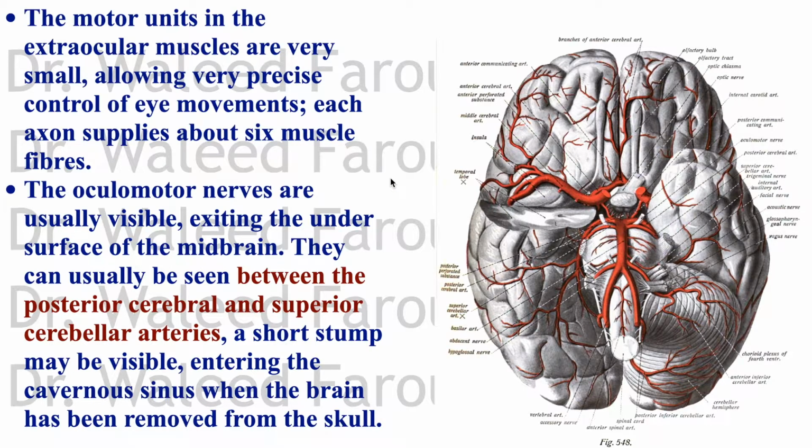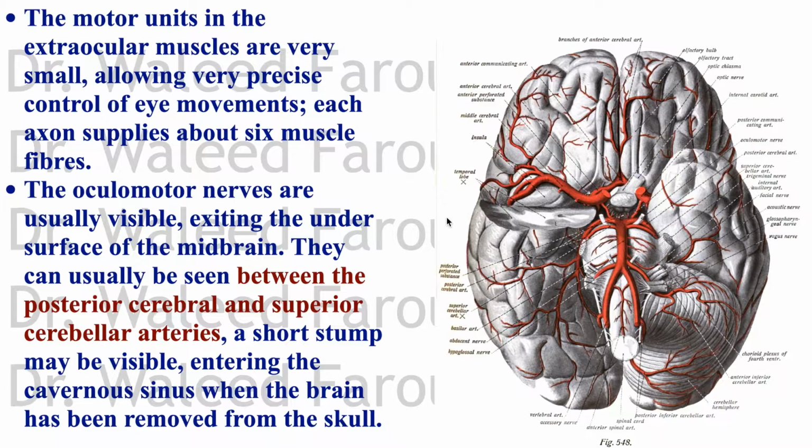Now all of you know about the motor unit. The motor unit comprises the neuron and the muscle fibers it supplies. This is called the motor unit. The motor units in the extraocular muscles are very small, meaning that each neuron supplies only about 6 muscle fibers, and that's why we get very precise control of the eye movements.